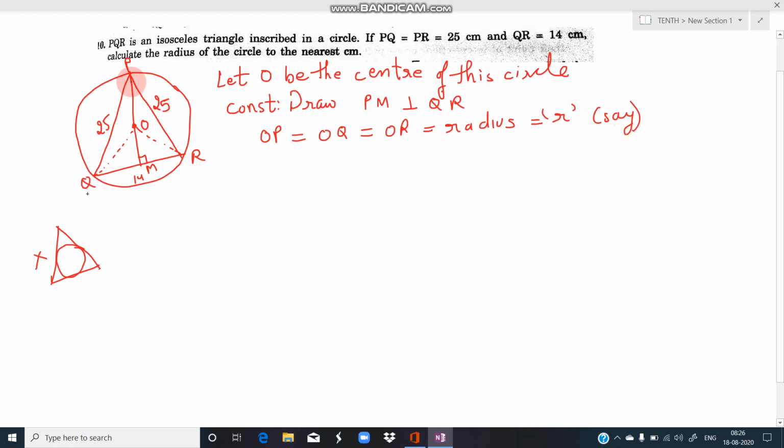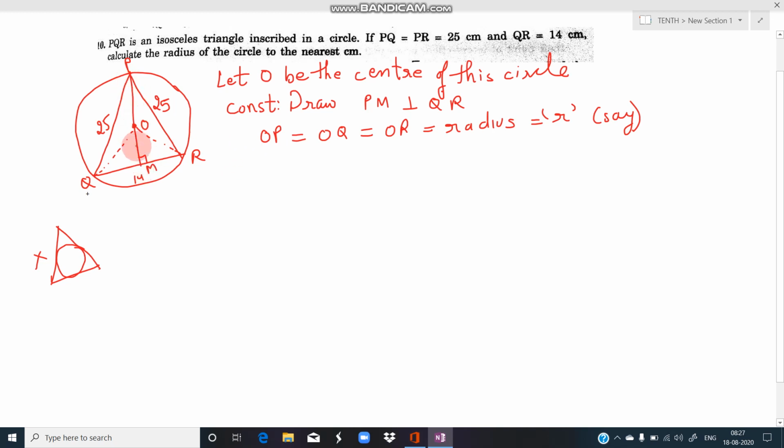Now here I have drawn PM perpendicular to QR, and you can see I have drawn in such a way that this point O lies on PM, but it is not necessary कि जब हम perpendicular draw करेंगे तो ये जो point O है ये इस perpendicular के ऊपर आएगा. This we have to prove, that this point O lies on PM, isn't it?